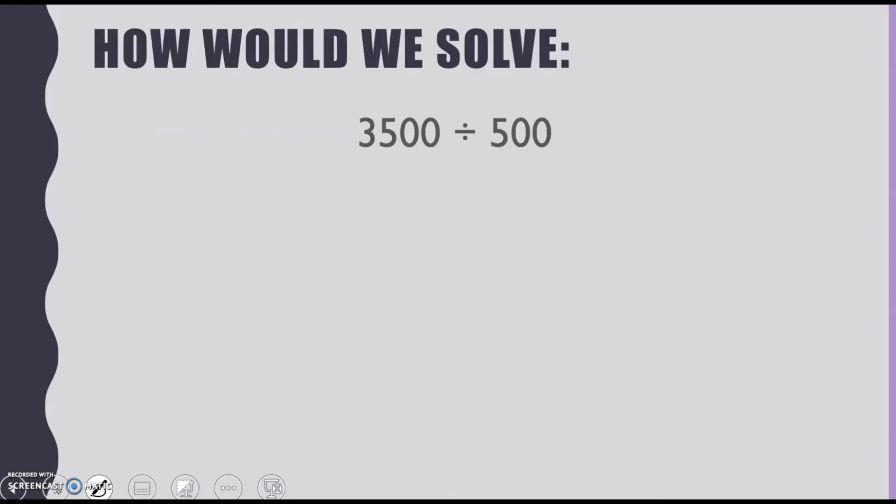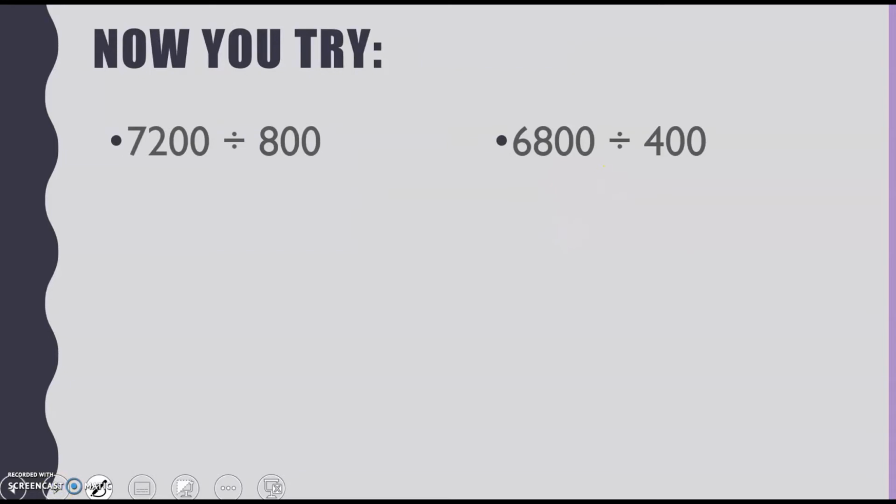How would we solve 3,500 divided by 500? Well, exactly the same idea. I've got 2 zeros in my 500, and I can remove 2 zeros from my 3,500, and 35 divided by 5 is just equal to 7. Have a go at these 2 and come back for the answers.